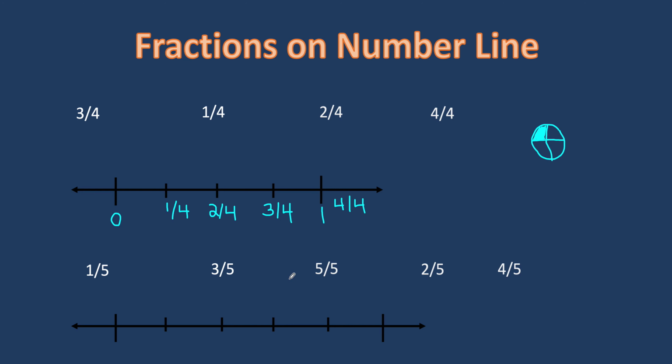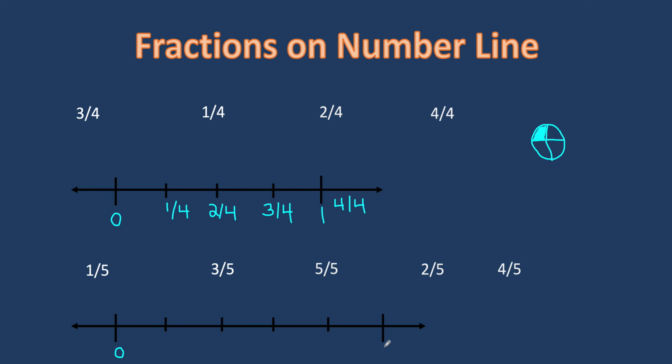Now let's look at our second example. In this example, notice the denominator has changed. We now have a 5, which means that our number line is going to be split into 5 parts. So again, let's label, starting off with 0. And we're going to label the last tick mark, so it's easier for us to figure out the ones in the middle.